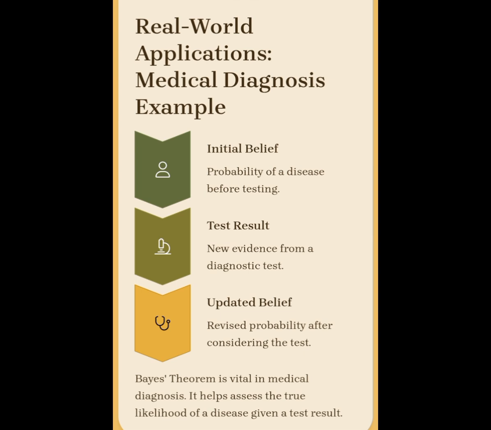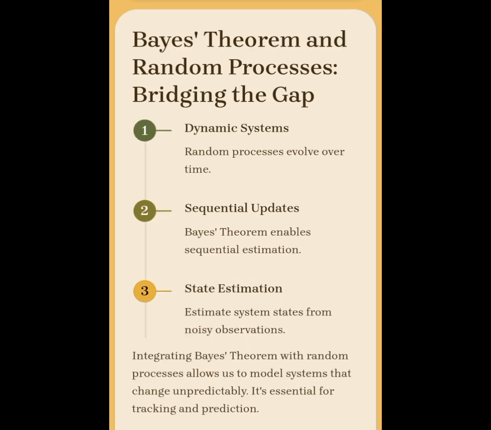Let's define the events. A: the person has the disease. B: the person tests positive. We know P of A is 0.01, P of B given A is 0.9, the accuracy for people with the disease, and there is a false positive rate for people without the disease.